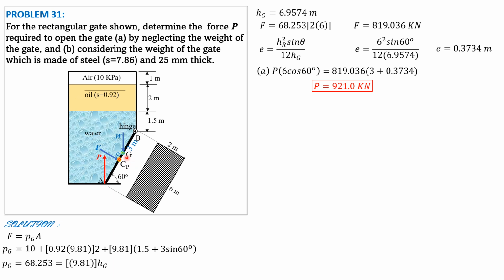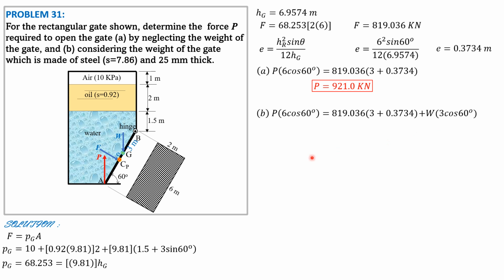Then in part B, let's consider the weight of the gate, and it acts at the center of gravity of the gate, or in this case, centroid also. And the moment arm of W is 3 cosine of 60. And it is the same sense as the moment of F about the hinge, counterclockwise. So it's on the right side of the equation also. So this is the equation. P times 6 cosine 60 degrees equals F times 3 plus 0.3734, plus W times 3 cosine of 60 degrees.